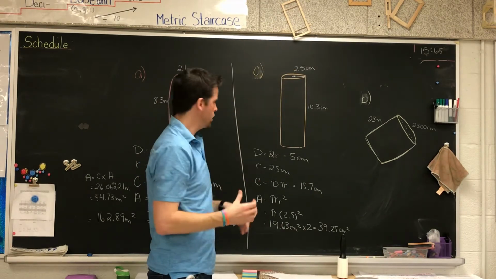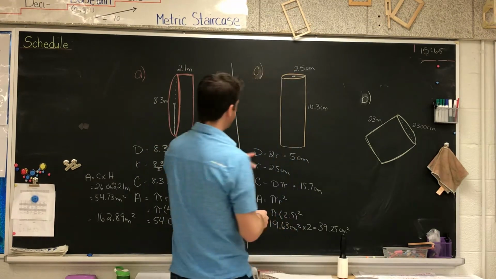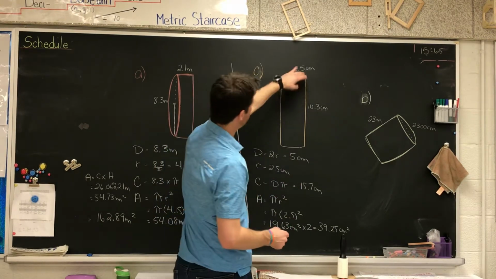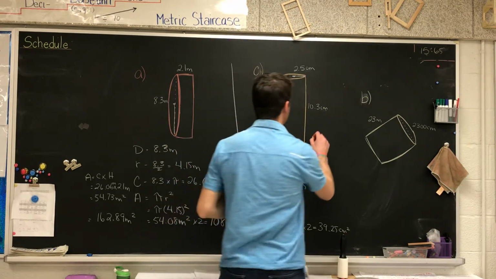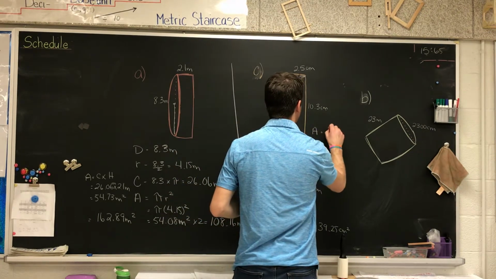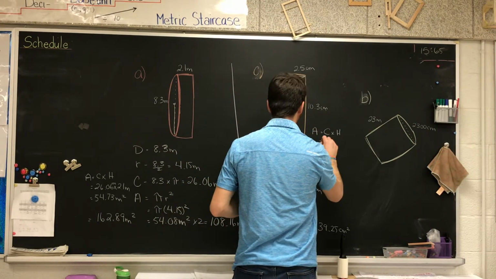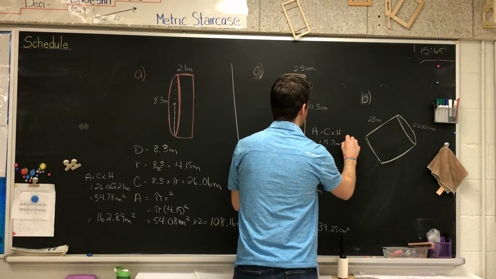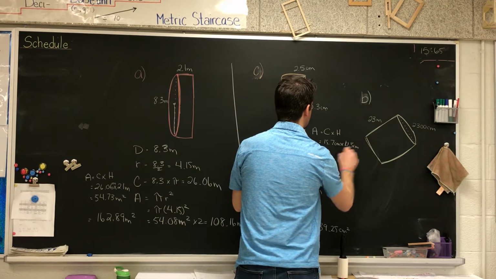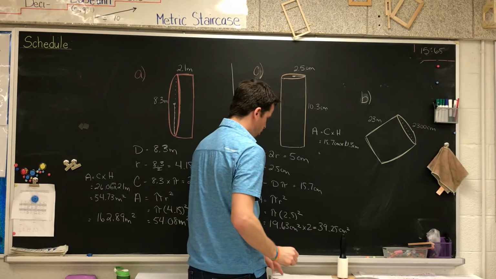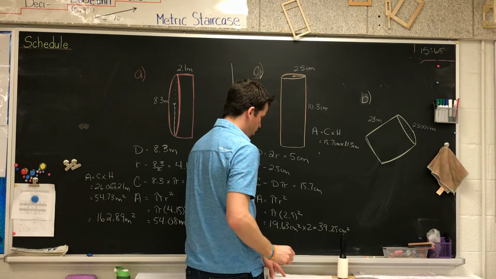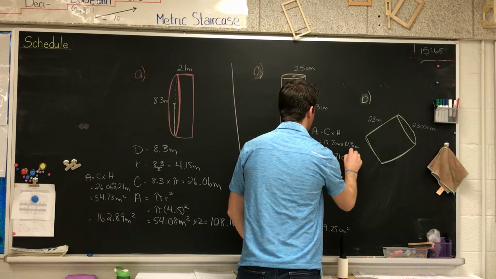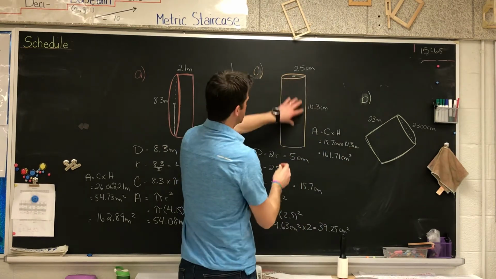We need the cylindrical part. We know that the circumference of this top circle is 15.7. The height of the cylinder is 10.3. So the area of the cylinder is circumference times the height, which is 15.7 times 10.3 centimeters. If we do that math, we get about 161.71 centimeters squared. That's this part here.